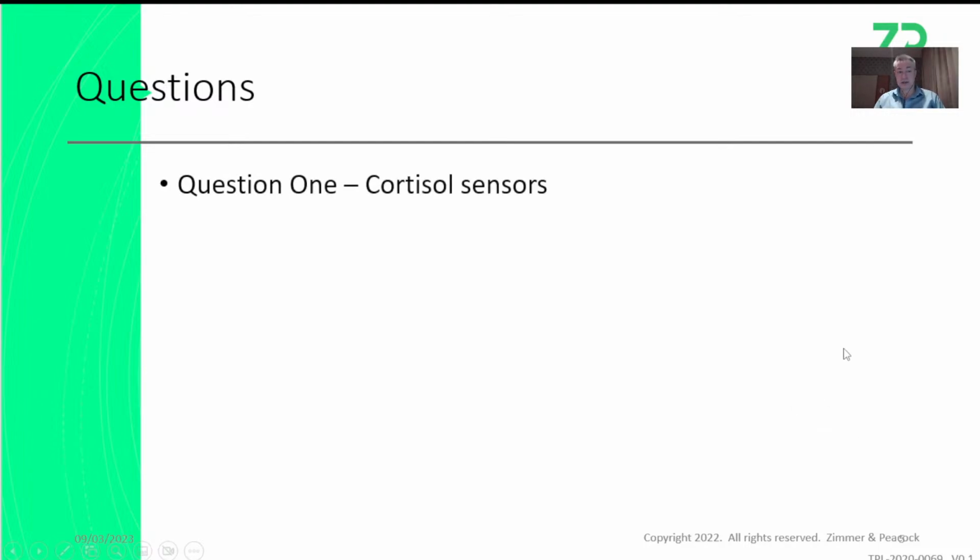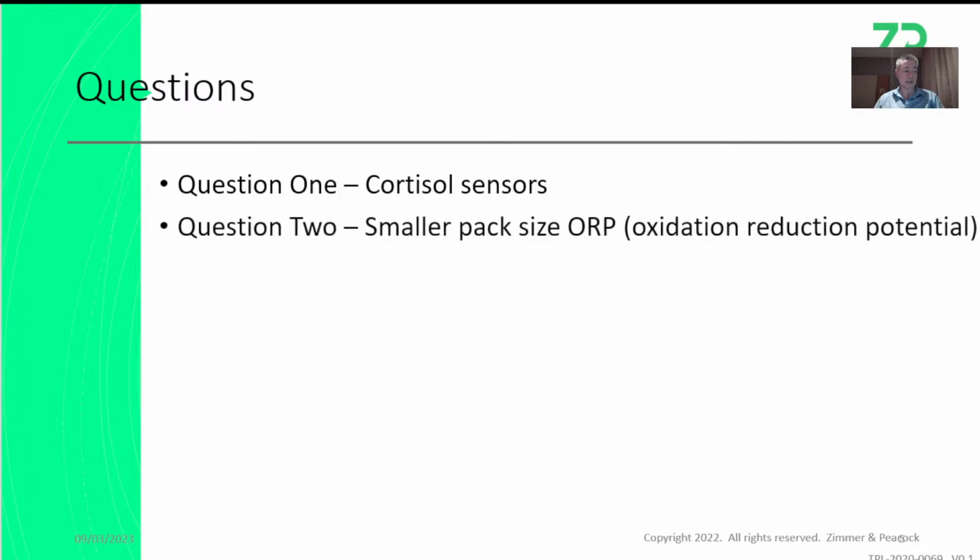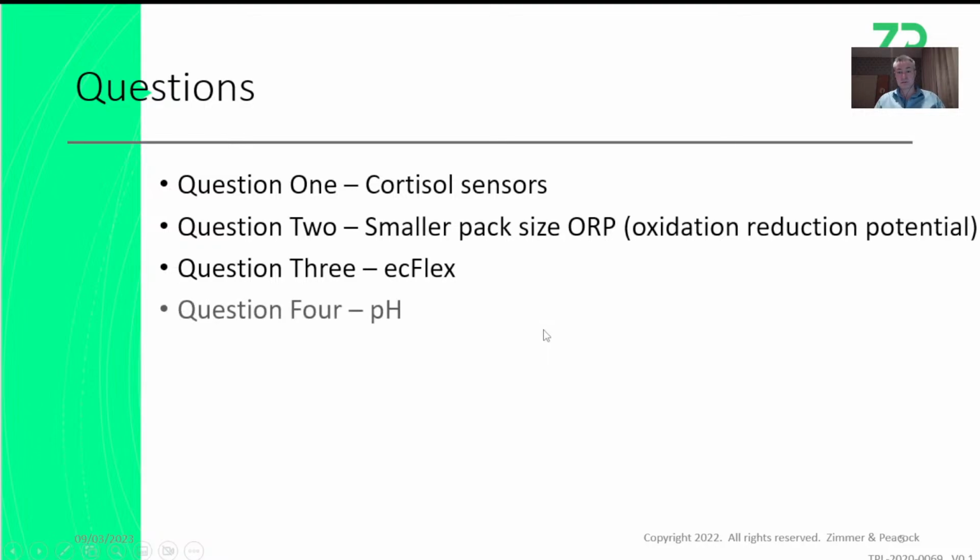So let me first address the questions that came in about our cortisol sensor. We do get a lot of inquiries about the cortisol sensor. It's obviously a standard in measuring stress. We did get some questions about a smaller pack size for ORP, oxidation reduction potential, but I think this really occurs in a later question again. So the ORP, oxidation reduction potential, will be mentioned a few times. Somebody was interested in that ecFlex. I'll talk about the history of that. Question number 4 was really about the length of analysis with a pH sensor. I'll talk about that. We did have a query about the PEC2 cell.